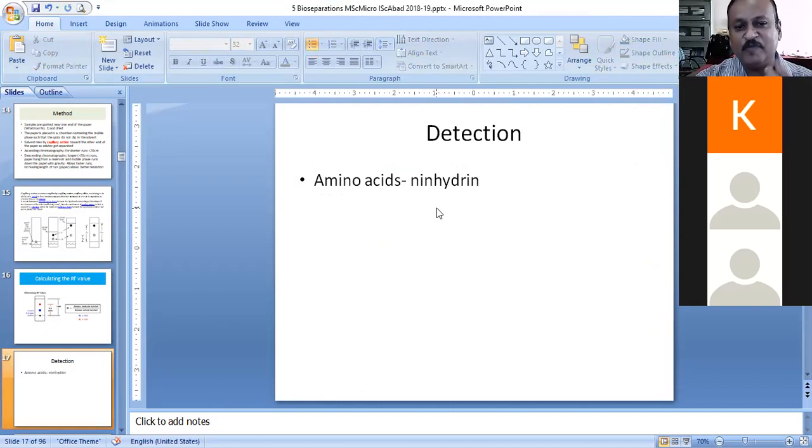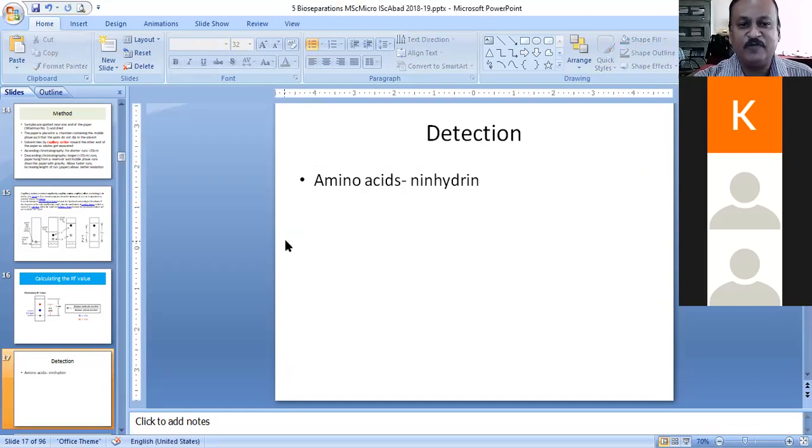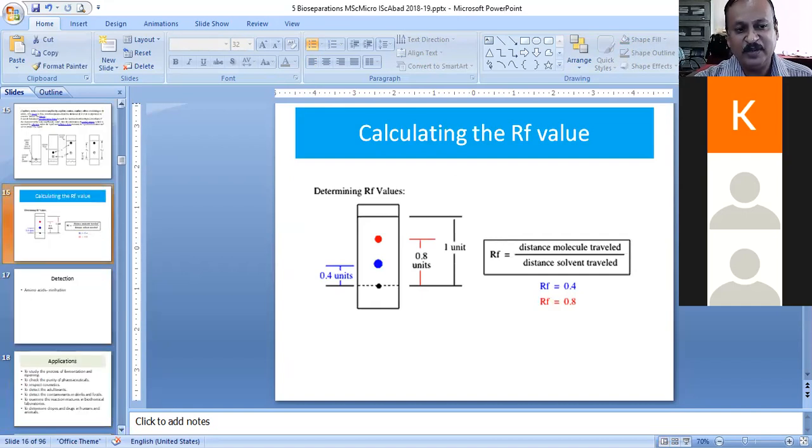We are also going to perform a practical here, and in that practical, we are going to carry out the separation of amino acids using paper chromatography. We are also going to do thin layer chromatography, of course, if we get time for all that.